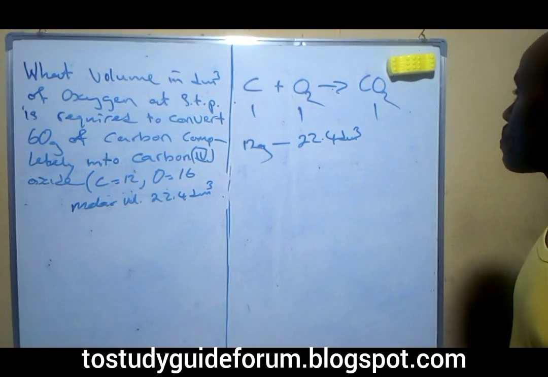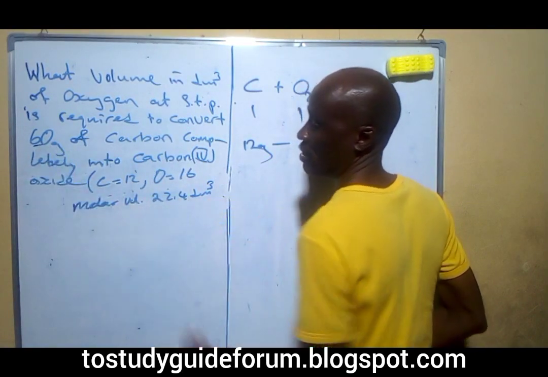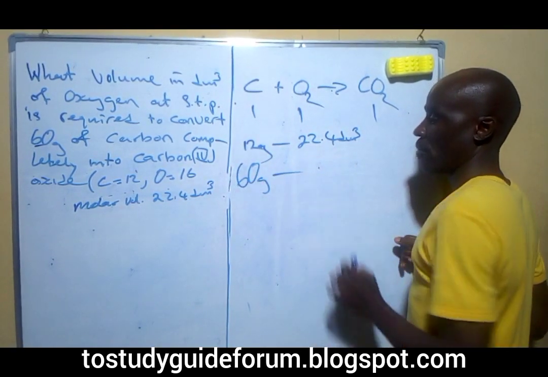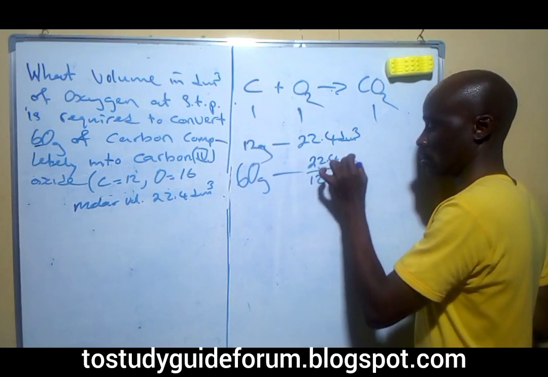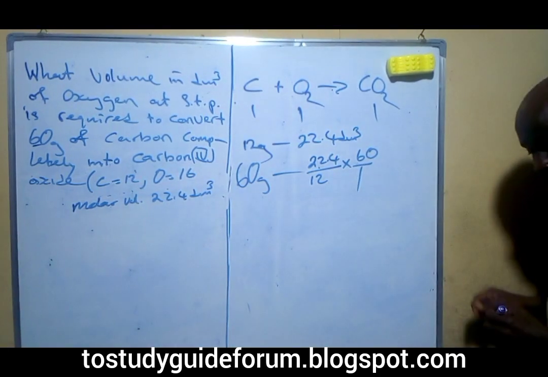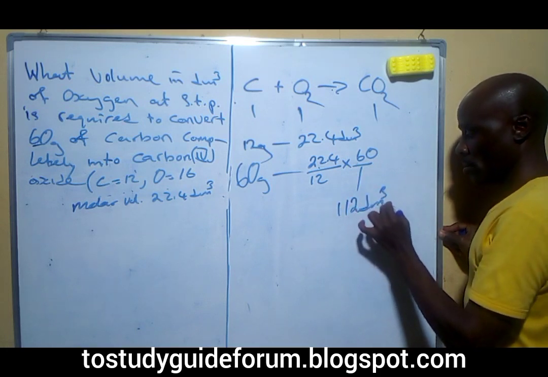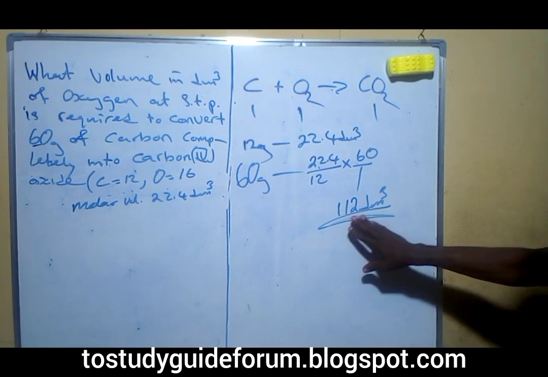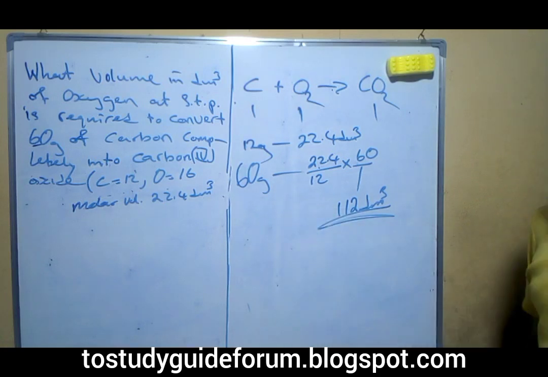So now we are going back to what we have here. We have 60 grams. This 60 grams of carbon will give us 112 dm cube of oxygen. So we need 112 dm cube of oxygen to convert 60 grams of carbon completely to carbon(IV) oxide.